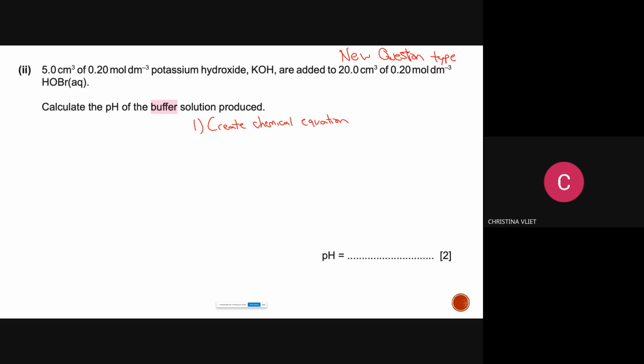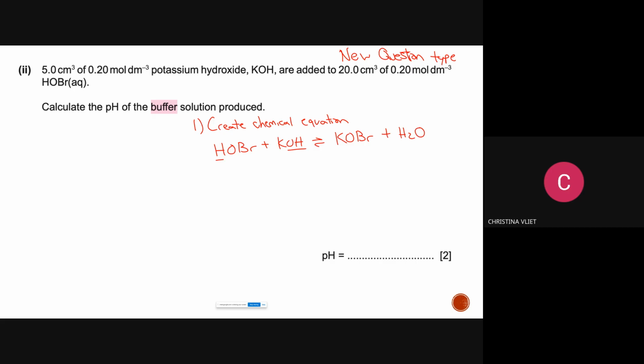Which means it's HOBr plus KOH. You could write them in either order. What are my products? Water's one of them. And I would underline this just to make sure you put the right atoms together. K's got to go with OBr. So it's KOBr plus H2O. So far, so good?